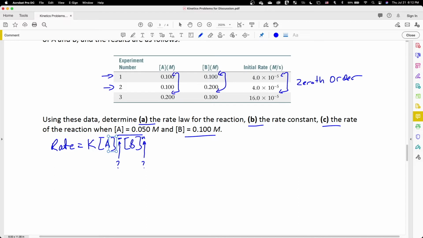Again, the concentration of A remained constant at 0.1 and 0.1 between 1 and 2, but the concentration of B was doubled. And after doubling the concentration of B, there was no effect at all on the rate. That means that was zeroth order. But when you look at the reaction between 1 and 3, here we actually double the concentration of A, leave B at a constant concentration, and we get quadruple the rate, right? So with the quadruple of the rate, we know that this is going to be a second order reaction.